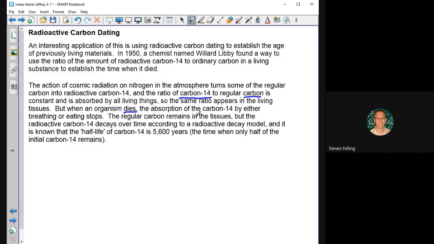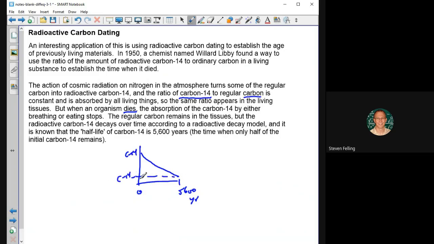and that means that you start out with the normal atmospheric ratio of radioactive carbon-14 to carbon in your body. Okay, but since you're no longer eating and breathing, the regular carbon remains in your tissues, but the radioactive carbon-14 decays over time. So what you can do is use the fact that we know that the half-life of carbon-14 is that when you go 5,600 years, whatever the amount of carbon-14 was in your system, you'll be down to half of that amount.